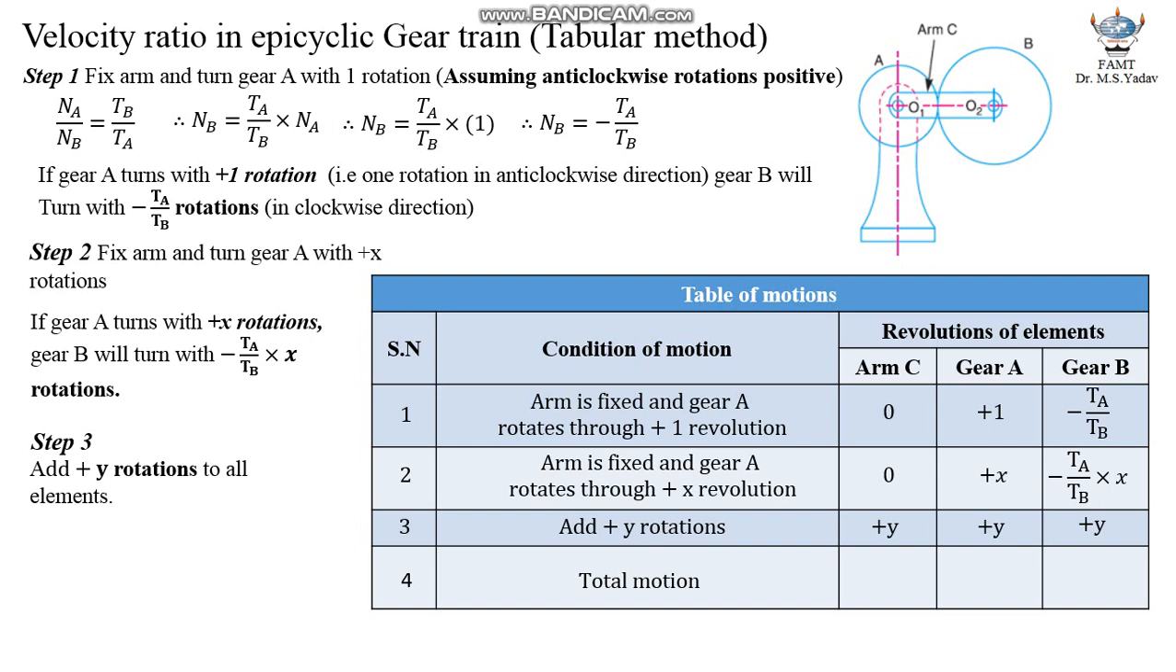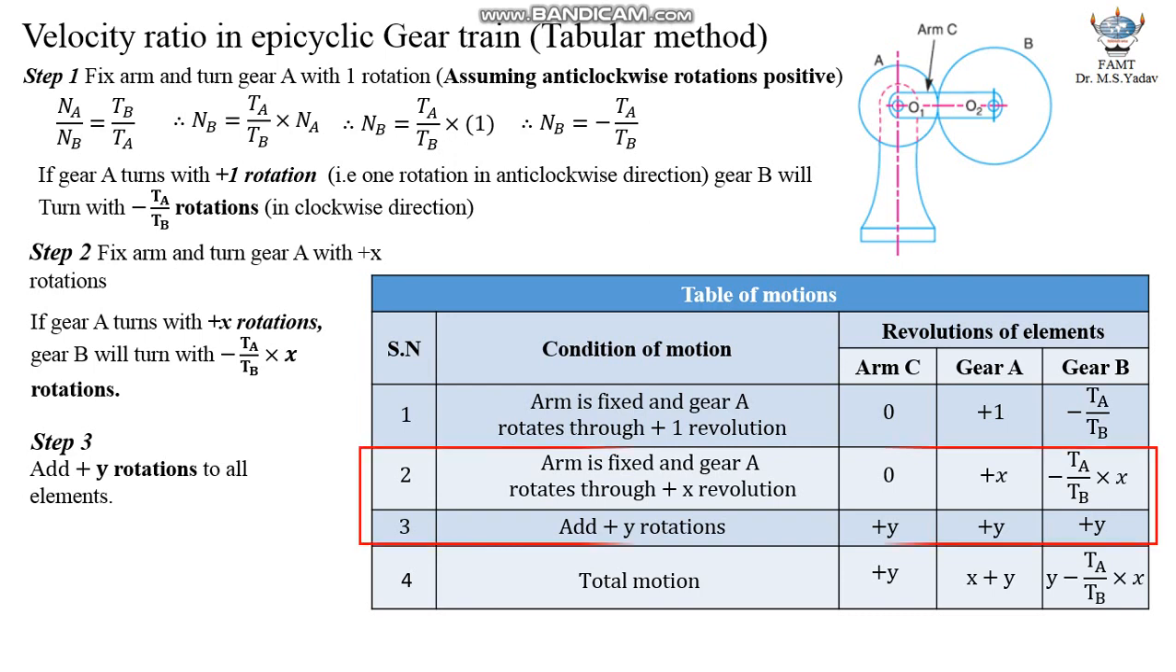So the total motion for arm C will be 0 plus Y, so that's equal to plus Y. Total motion for gear A will be plus X plus Y, so that's X plus Y, and total motion for gear B is plus Y minus TA upon TB into X.